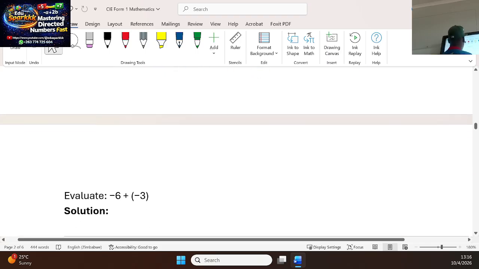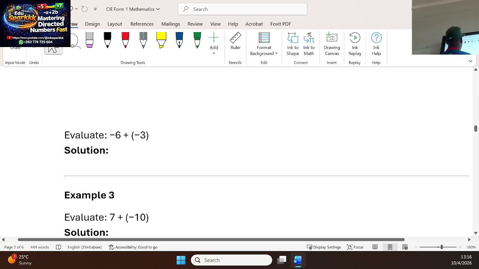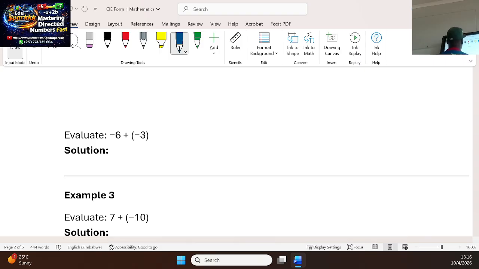Then example 2, we are interested in an evaluation. There we want to evaluate -3 plus -6. So the sign is maintained. Our result is going to be negative. Then it is 6 plus 3, that's 9.